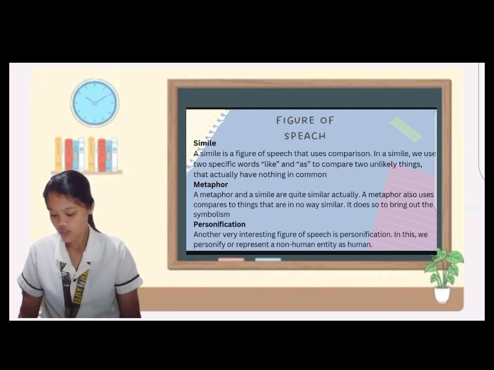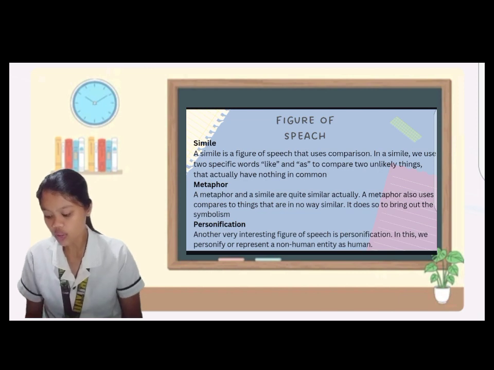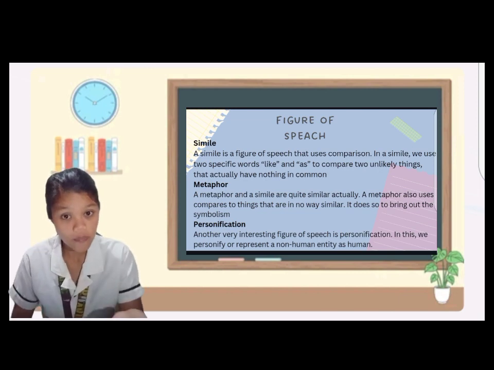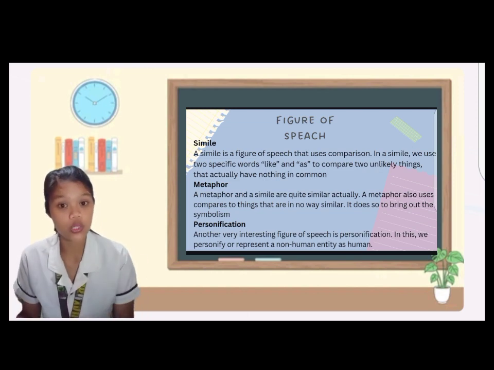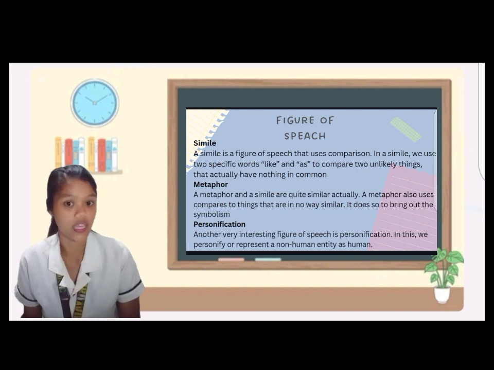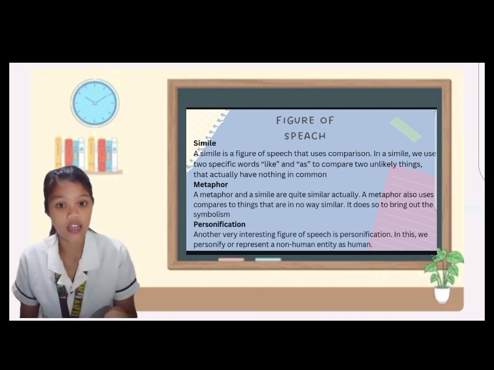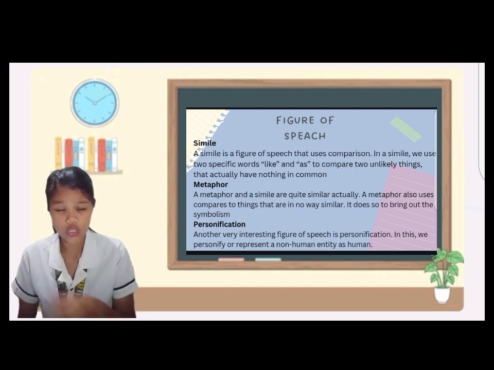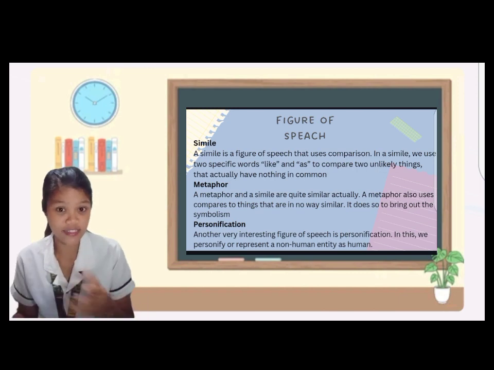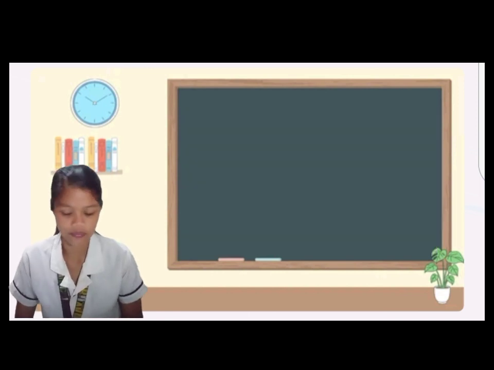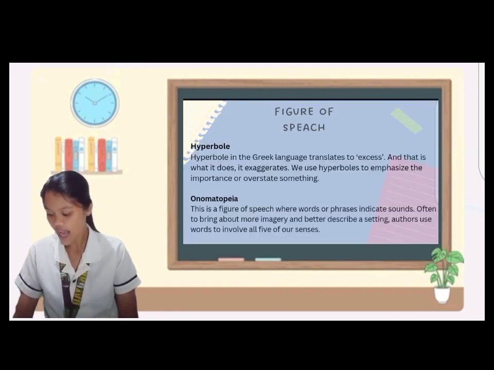Okay, so another, the boat dances in the puddle. The boat dances in the puddle. So only a person can dance, but we can use it for the boat. So in the sea, if the wave is stronger, the boat is dancing. Okay, so that is personification. Okay, so next is hyperbole.